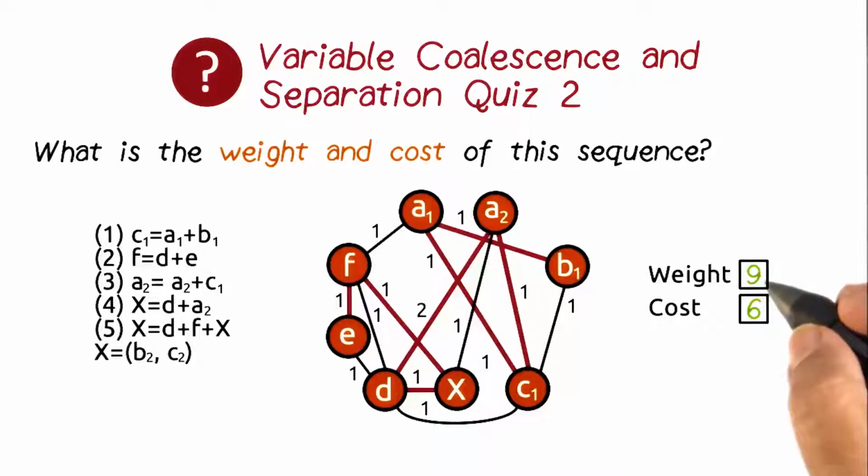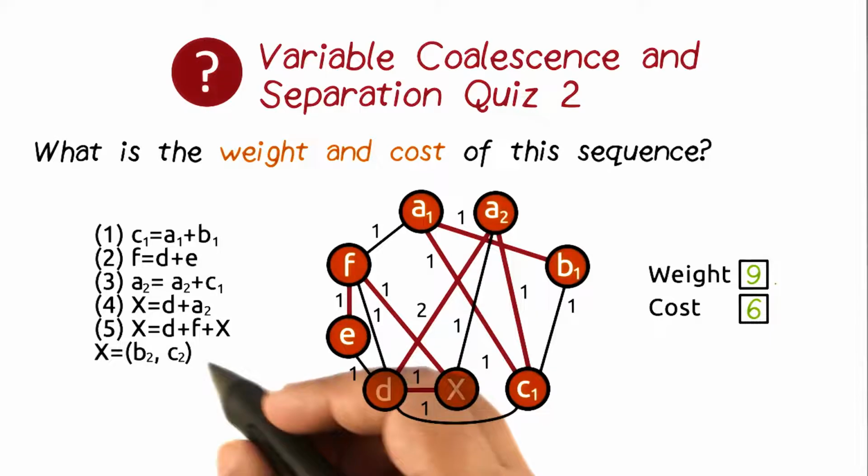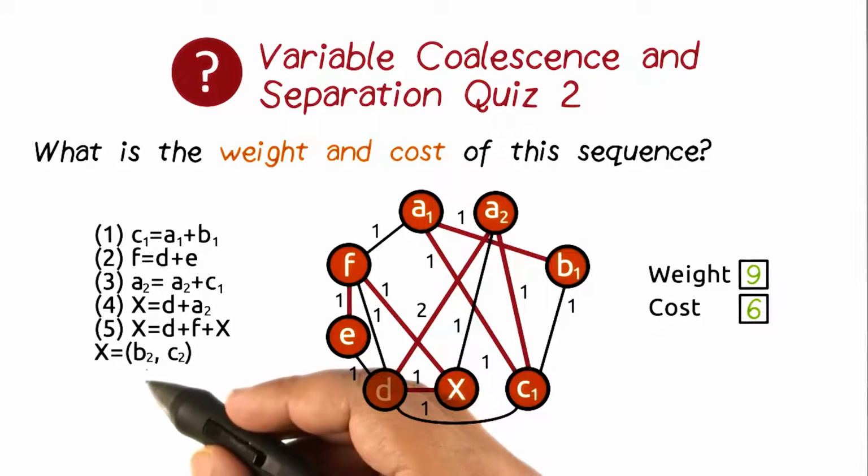And so if you do this exercise on this particular access graph and produce MWPC on it, you will see that the weight of the solution is 9 and the cost is 6. So in other words, after performing coalescing, we have managed to reduce the cost back to 6. And what kind of coalescing did we do here? We put B2 and C2 together.